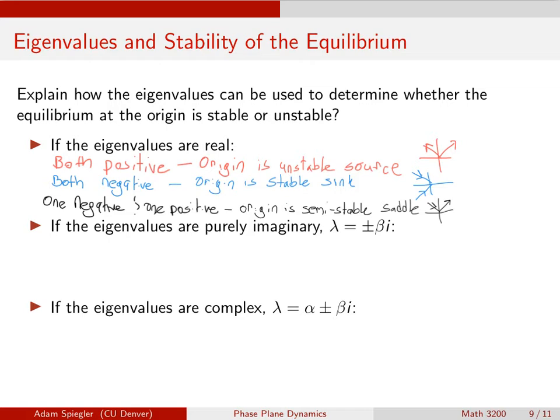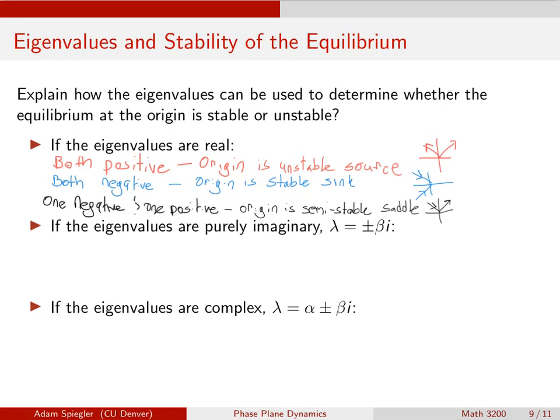And this holds whether we have two distinct or one repeated one. So if I have a repeated root and it's positive, then it's going to be an unstable source. And if I have a repeated real root, which is negative, then the origin is going to be a stable sink. So the only way we get a stable equilibrium when we have real eigenvalues is if both of them are negative.